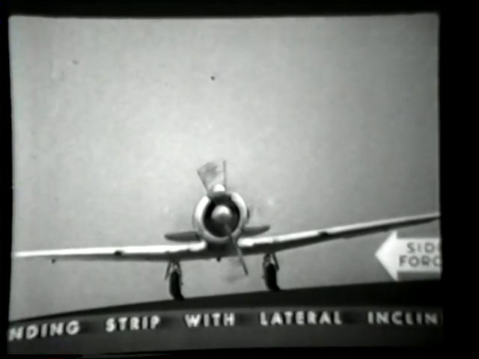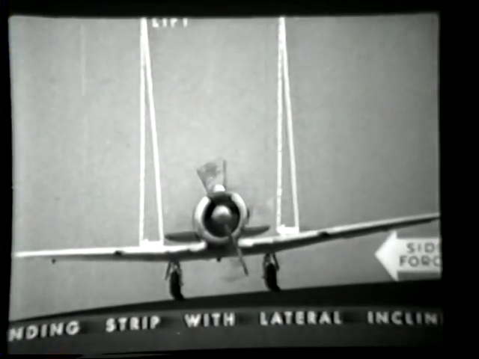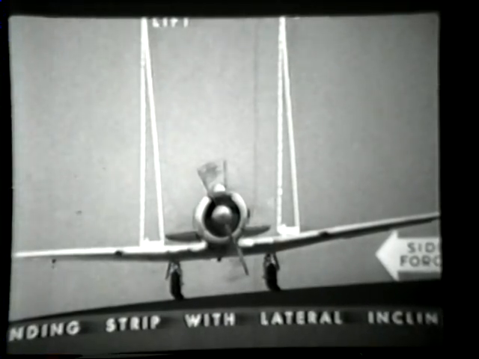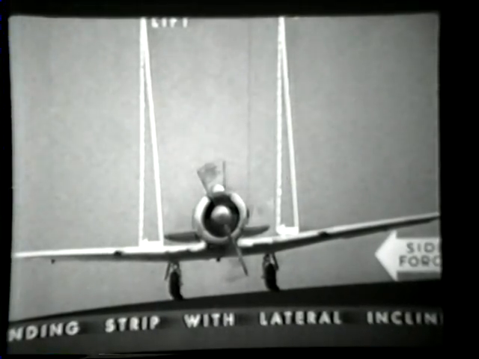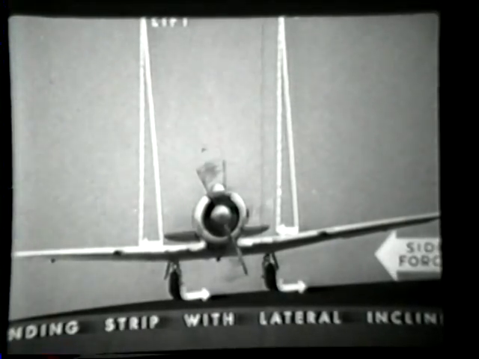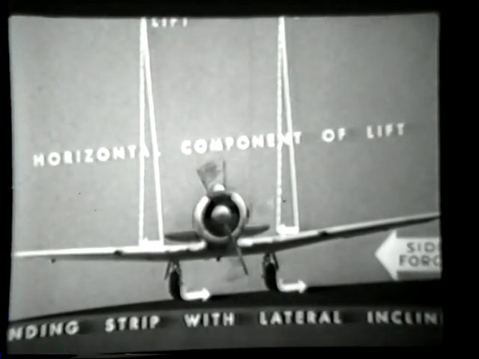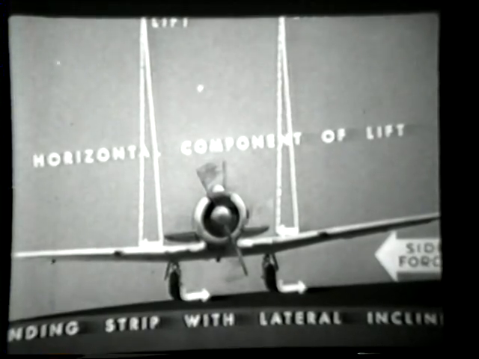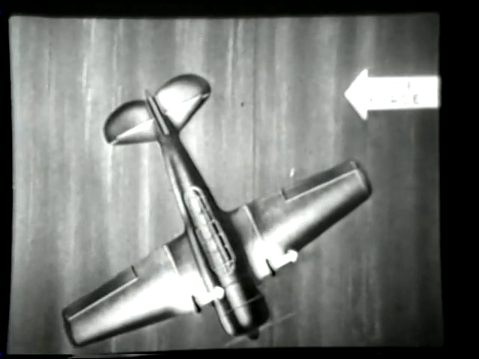Here is a landing strip with a lateral slant. This condition, by reproducing the same forces that were exerted in a crosswind landing, will also cause a ground loop. The bias creates side forces against the tires. The downhill wing is down, inducing a horizontal component of lift. The center of gravity sets up a centrifugal force which swings the tail downhill, the nose uphill, and the plane into a ground loop.